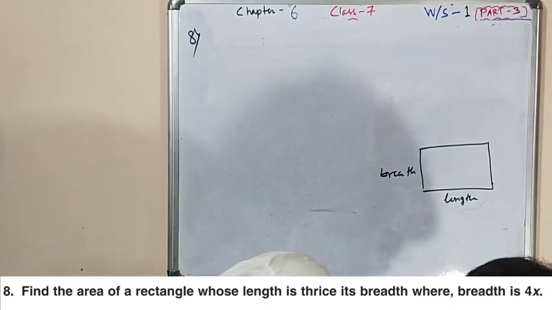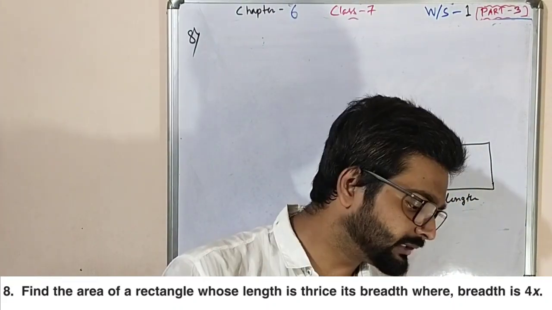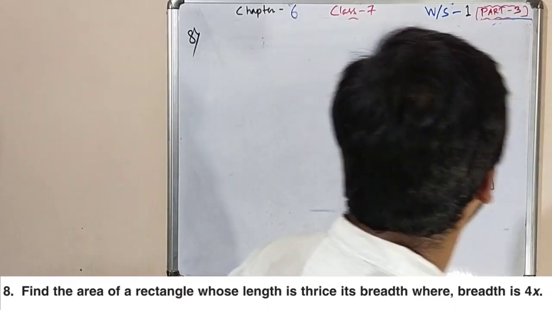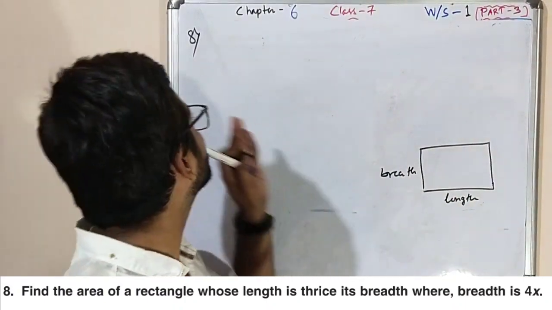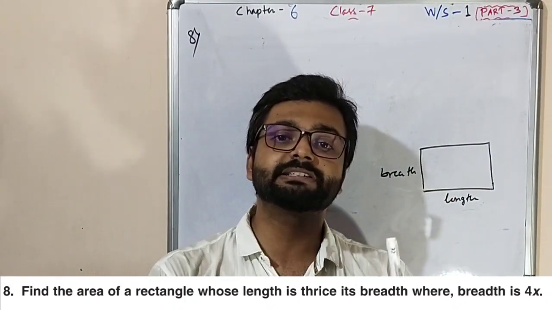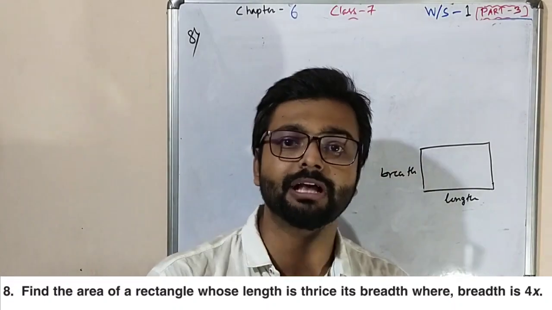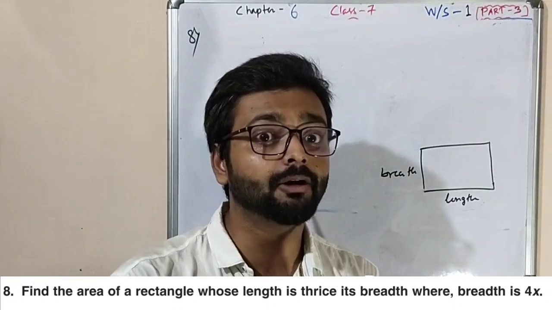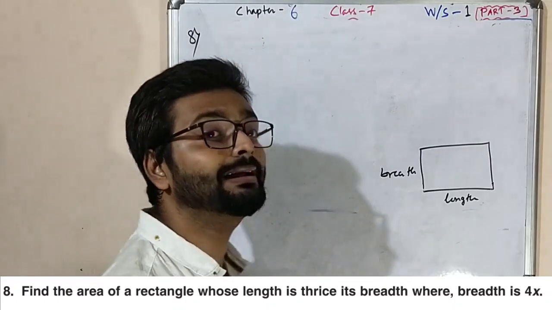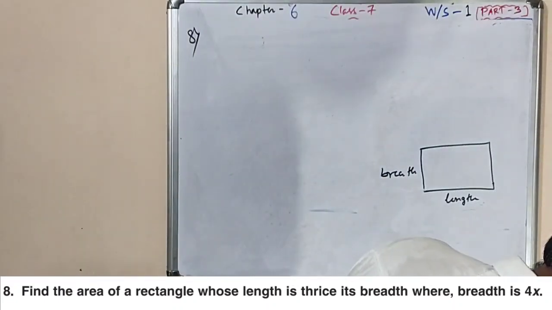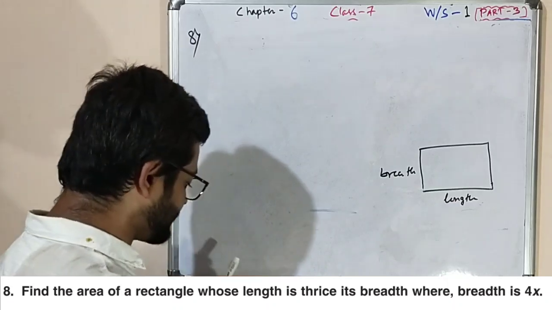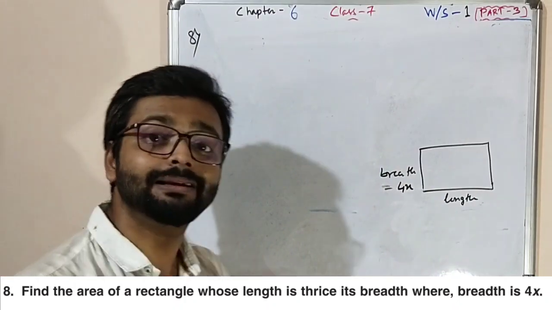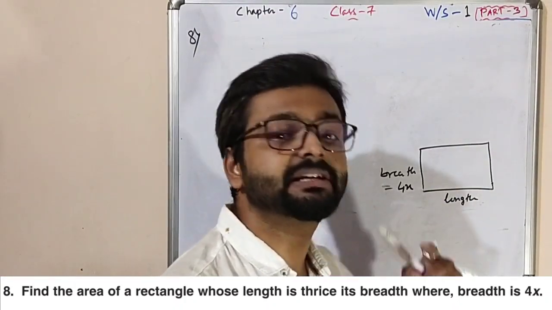Now it is told, find the area of the rectangle whose length is thrice its breadth, where breadth is 4x. What is the difference between question number 8 and question number 7? In question number 7, the length and breadth values were directly given, but here the relation between length and breadth has been given, not the values directly. So first we have to find the length and breadth. One has been given, that is the breadth, 4x. And another relation is given: length is thrice its breadth.